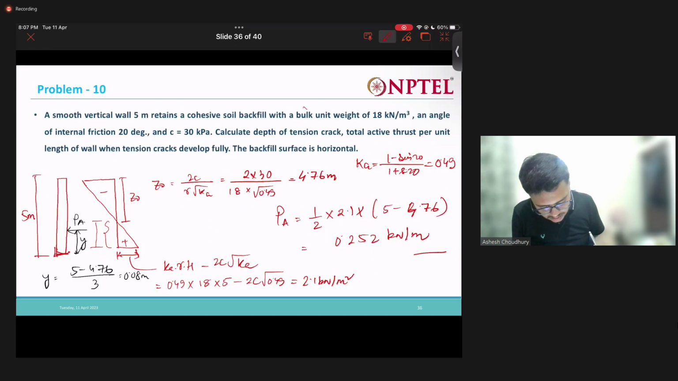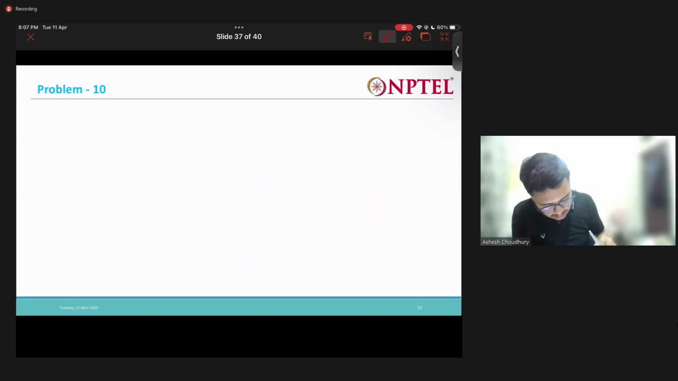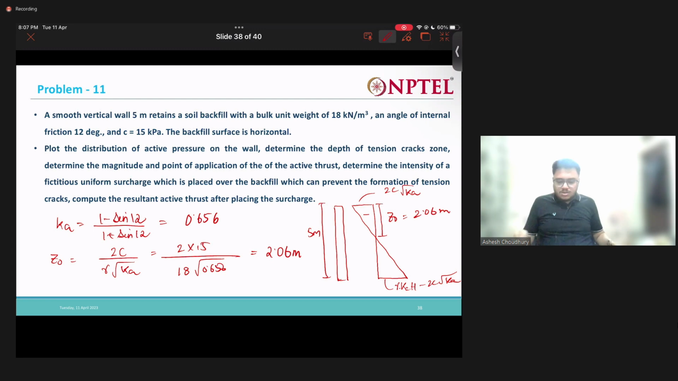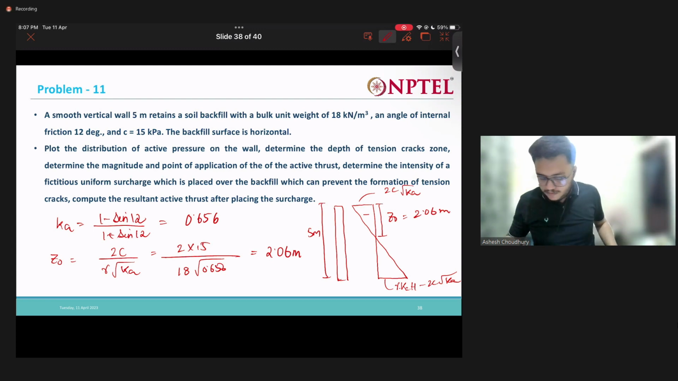How much was it? Do I see root over k? Right. Okay, this one was gamma into k into z naught, which is 2.06 meter. We determine the magnitude and point.